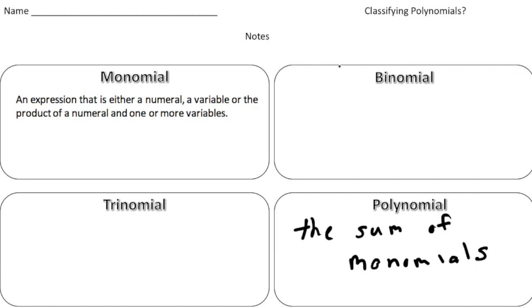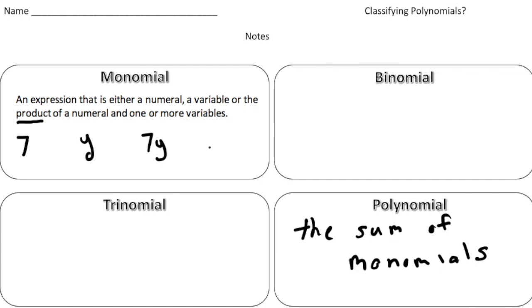Over here, I wrote down the textbook definition. A monomial is an expression that is either a numeral, a variable, or the product of a numeral and one or more variables. So any number, like the number 7, is a numeral, so that's technically a monomial. A variable could be a monomial, like the variable y. But also the product of a numeral and one or more variables. So 7y is also an example of a monomial.